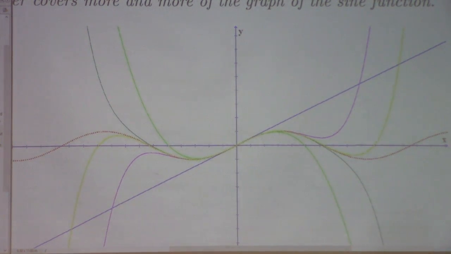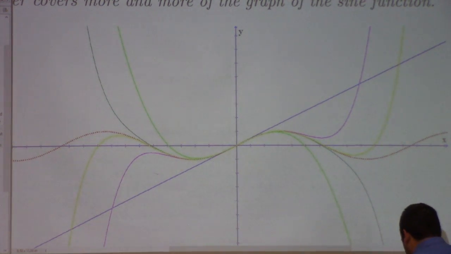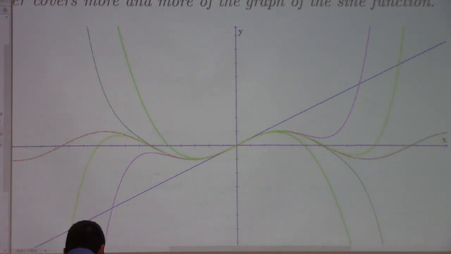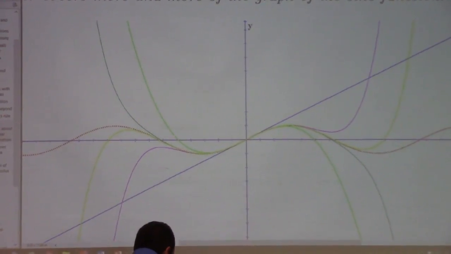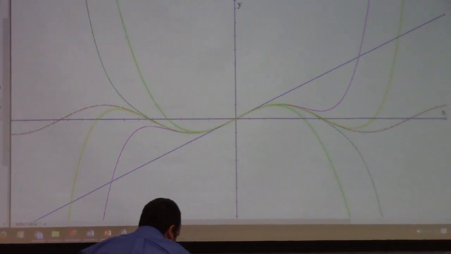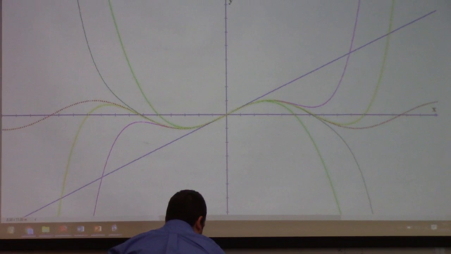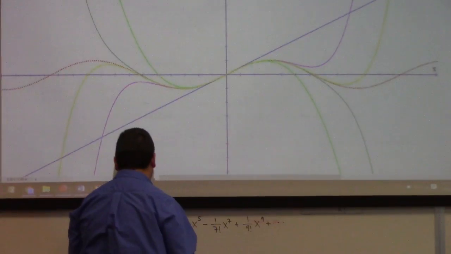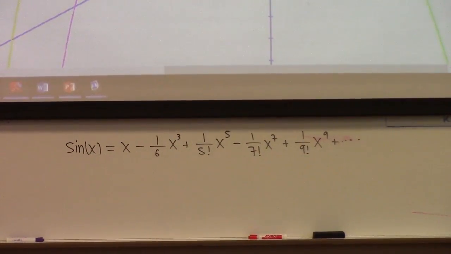What happens? Well, what's the next thing out here? Cube, right? So what I'm going to derive here, I'm sorry, I should tell you guys, this would make more sense if I told you we're shortly going to derive that sine of x is equal to x minus 1 over 6 x cubed plus 1 over 5 factorial x to the 5th, minus 1 over 7 factorial x to the 7th, plus 1 over 9 factorial x to the 9th, and so forth and so on, forever and ever. Plus, minus, plus, minus.